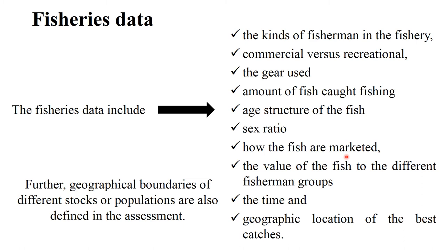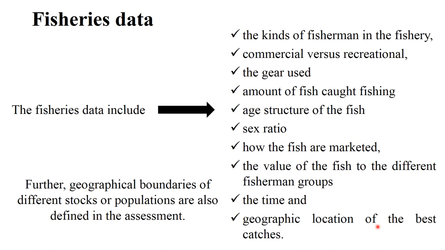After the catch and landing, how do the fish reach the consumer? Is it a value chain system, or do they reach the consumer directly? So what is the marketing system, and then the value of the fish, meaning the total amount, cost or profit coming from the fish for different fishermen groups and times. That is an important factor. Also how long the fishermen are at sea to take this amount of fish, the important fishing times, and the geographical location of the best catch.